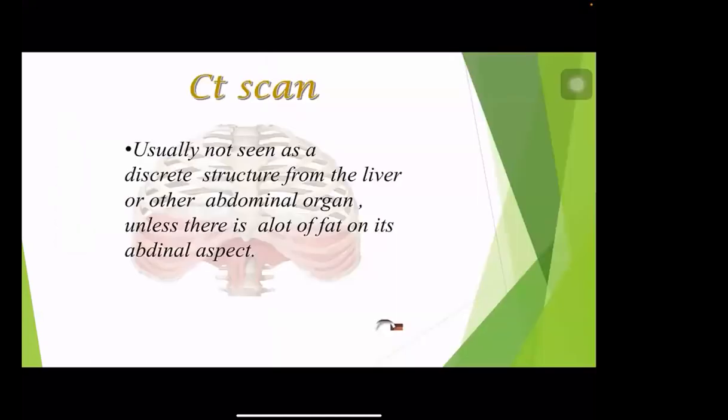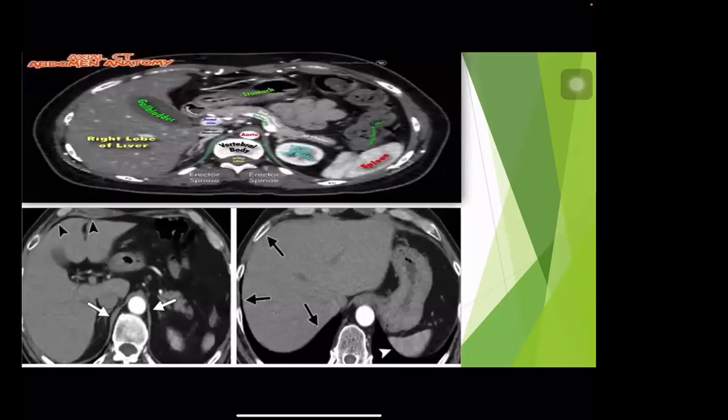The third investigation is CT scan. Usually the diaphragm is not seen as a discrete structure from the liver or other abdominal organs, unless there is a lot of fat on its abdominal aspect. This is a CT scan of the abdomen. As we said, this is the right crus of the diaphragm. This is the left crus of the diaphragm.